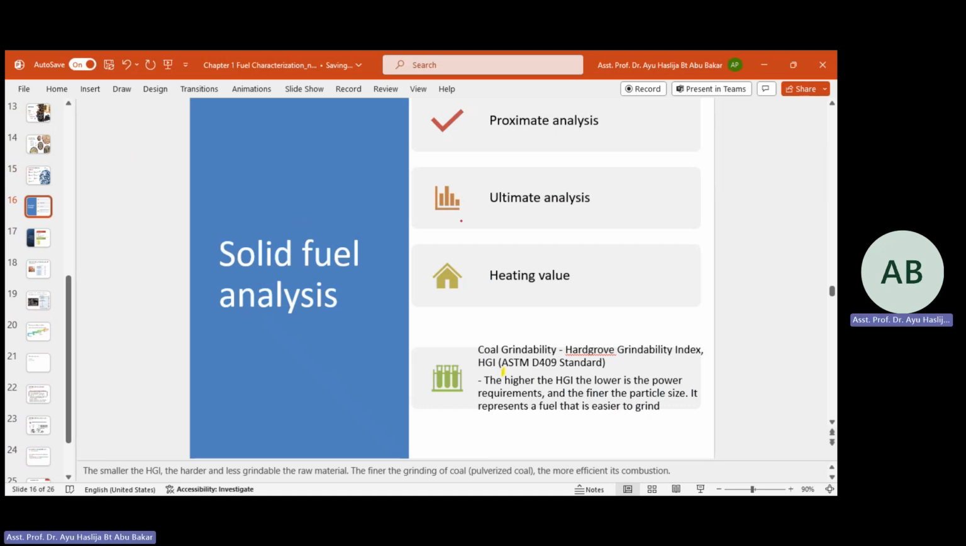Okay, for solid fuel analysis, this one is only for solid. We have proximate analysis and ultimate analysis, and then identify the heating value, and also some consider the coal grindability. This one is if it uses coal, coal only. So the rest, like biomass, doesn't work. And okay, proximate analysis.